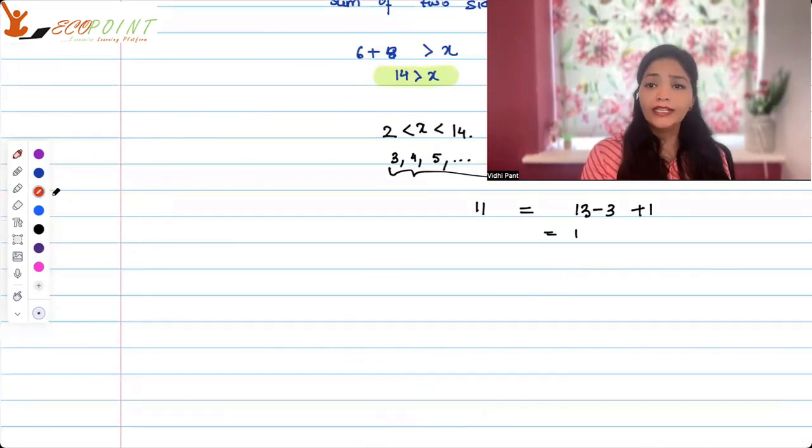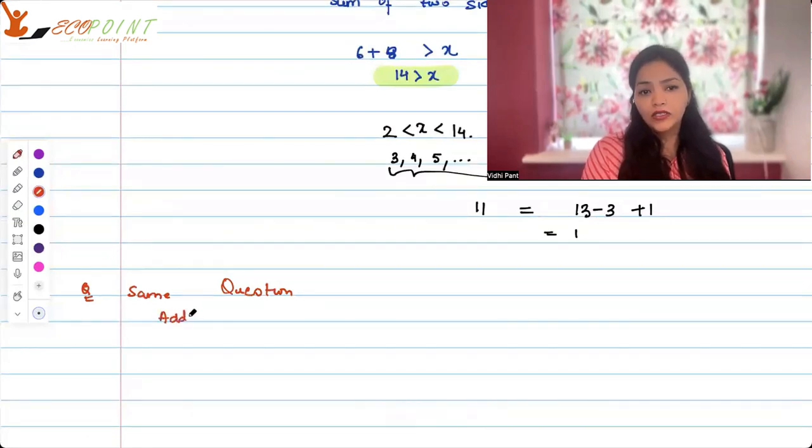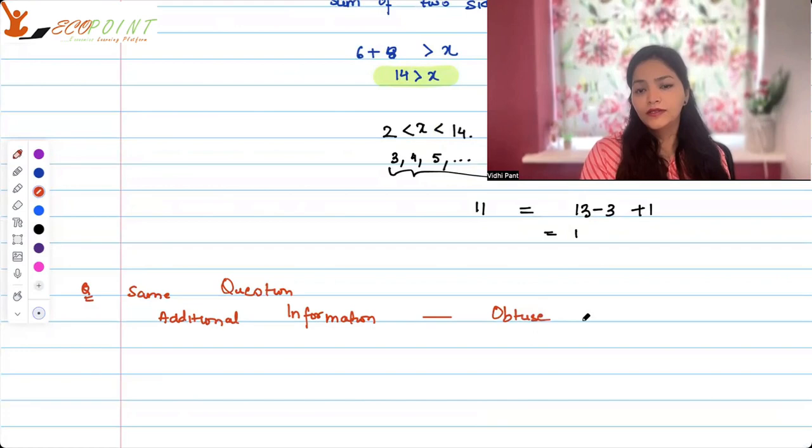Now, in the same question, let's tweak it a bit. Same question, same values, but additional information is there, that it's an obtuse triangle. Same question for an obtuse angled triangle.